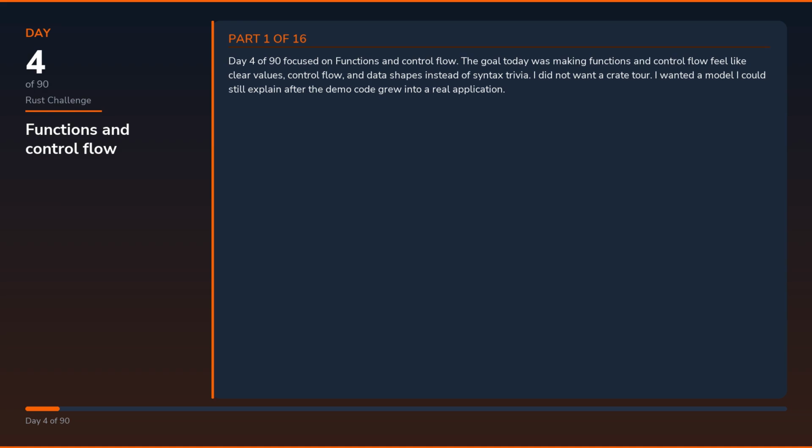Day 4 of 90 focused on functions and control flow. The goal today was making functions and control flow feel like clear values, control flow, and data shapes instead of syntax trivia. I did not want a crate tour. I wanted a model I could still explain after the demo code grew into a real application.